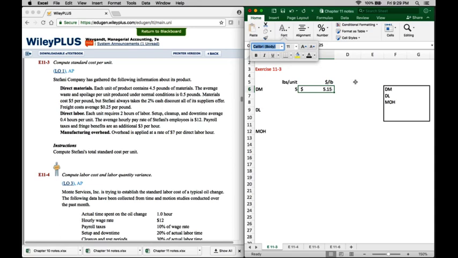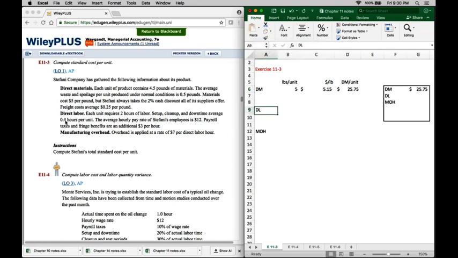That gives me $5.15. So finally, what I come up with is, how much am I spending on direct materials per unit? It's 5 times 5.15, which gives me $25.75 per unit. So I'm going to write these costs over here. The first one, I've done the calculation and I have 25.75.